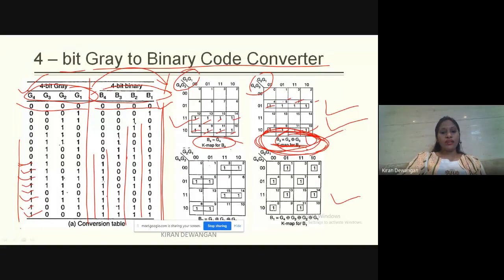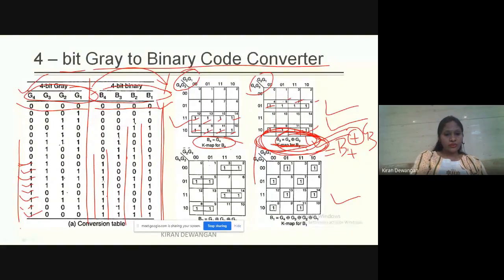Here you have no chance of getting B4, because B4 is our output. It is not an input. So here the term we will get in the K-map will be in terms of G4. We can even write it as B4 XOR G3. Clear? Because B4 and G3 are the same. So here we have got our B4 XOR G3.